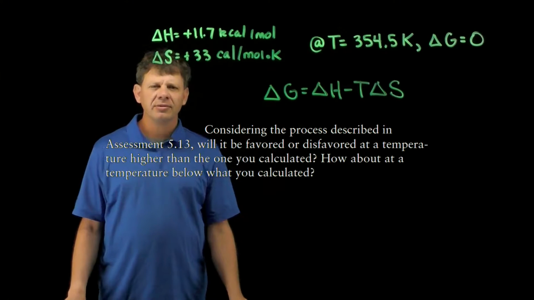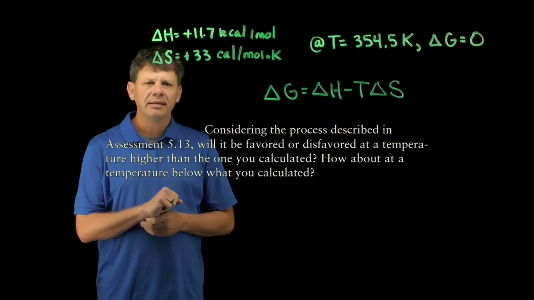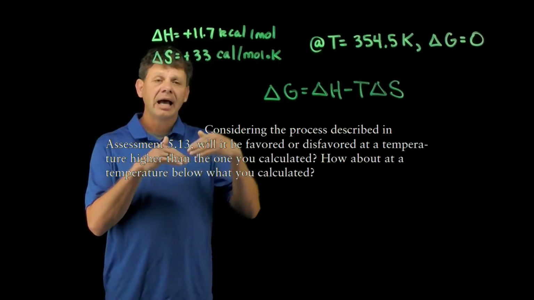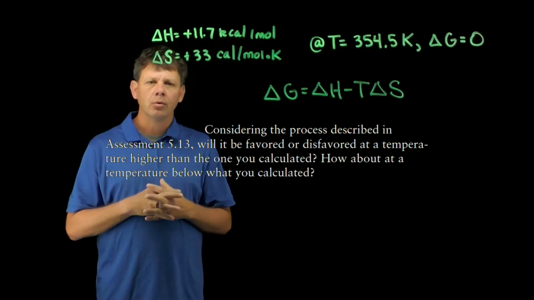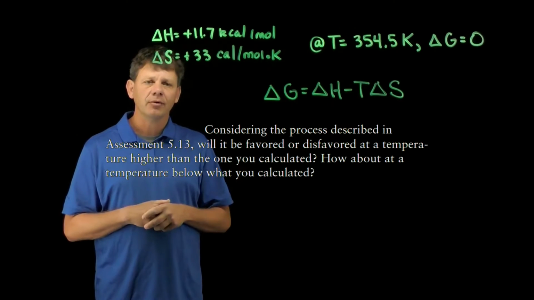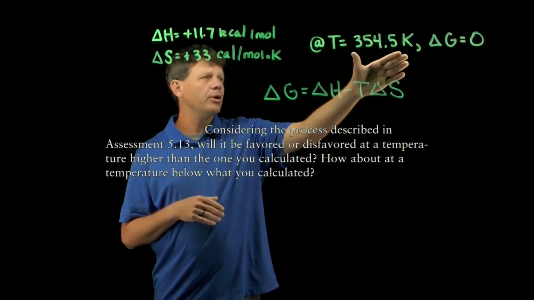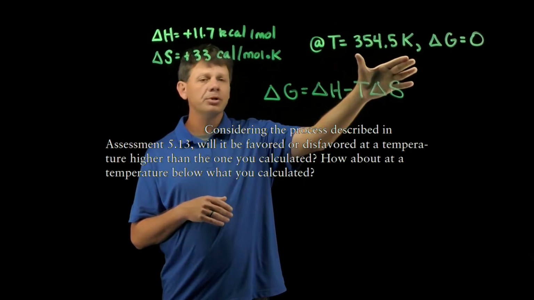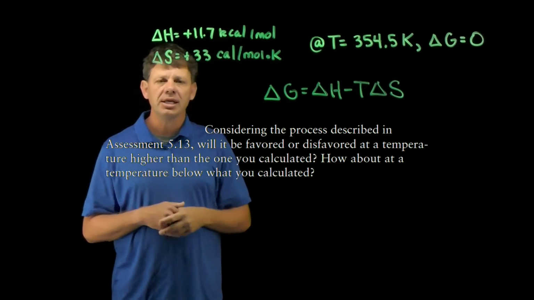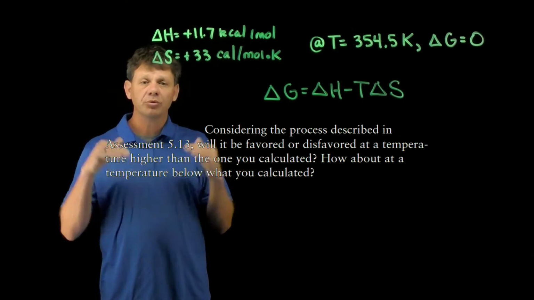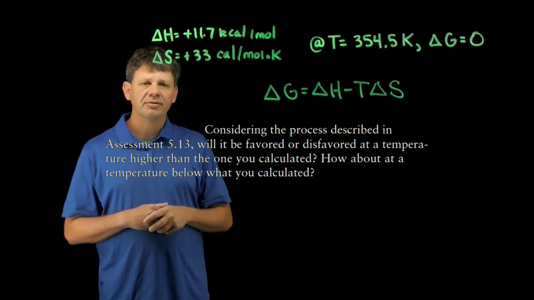This assessment asks us to look back at a value calculated in an earlier assessment and tell whether at a higher temperature than what was calculated, a reaction will be favored or disfavored, and then doing the same for the lower temperature. Just to recall, the calculation from the earlier assessment was that at a temperature of around 354.5 Kelvin, delta G would be equal to 0.